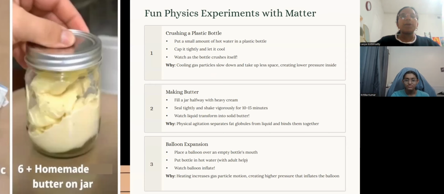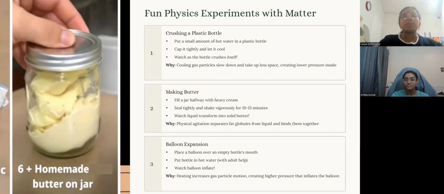Now we're going to talk about a fun physics experiment with matter. One of the experiments is crushing a plastic bottle. So put a small amount of hot water in a plastic bottle, cap it tightly, and let it cool. Watch as the bottle crushes itself. Why does this happen? It's because cooling gas particles slow down and take up less space, creating lower pressure inside and making the bottle crush.